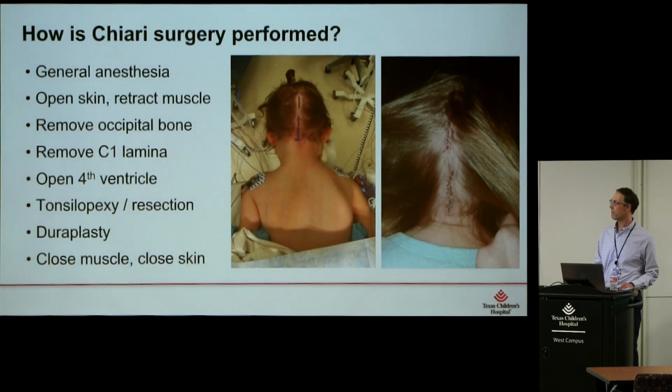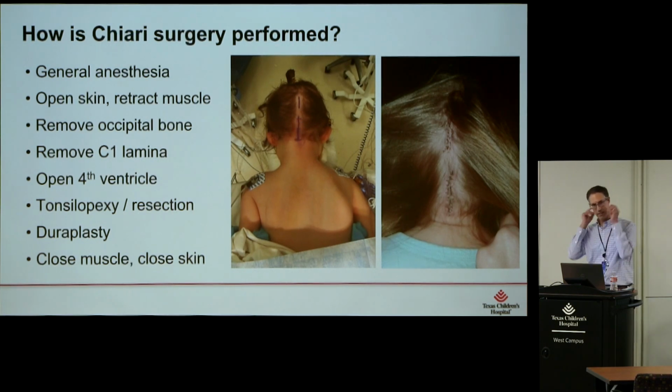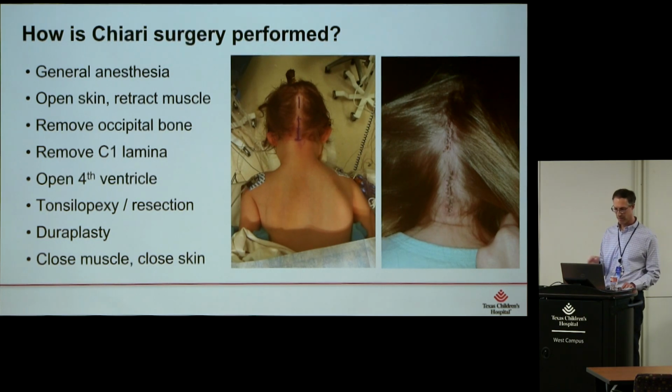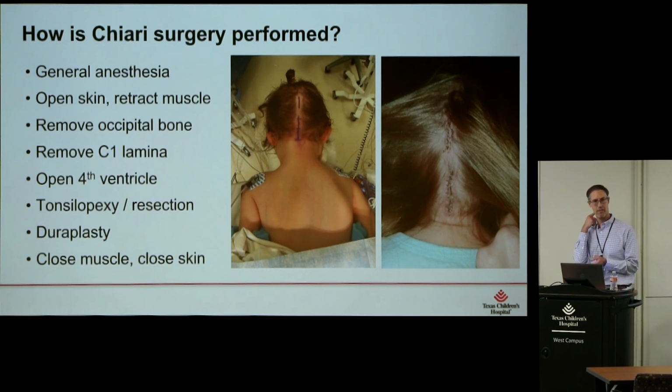And so how is surgery performed? This is a schematic. You can see it's an incision in the back of the head. It's in between muscles that are between the skull and the spine, and we'll go in. We'll remove part of the bone. We'll remove part of the lamina of the first cervical vertebra, called a C1 laminectomy. That's the first vertebra in the spine, and the lamina is just the roof of the canal.